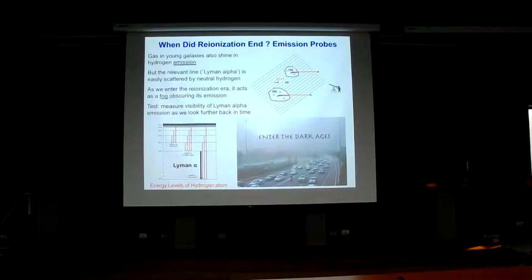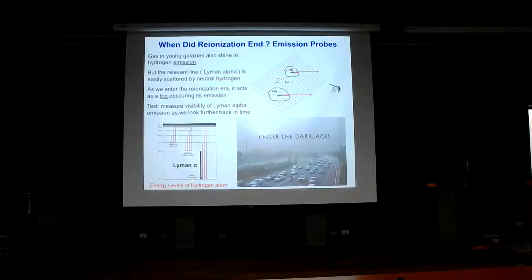There is another technique which I've been using with my students, and that is this hydrogen can also be seen in galaxies in emission. So those of you familiar with the hydrogen atom will remember N equals 2 to N equals 1. This is the ground state. It is Lyman alpha, the Lyman alpha transition. This is a very common line in galaxies that are forming stars. The gas is heated, the hydrogen gas is heated, and it emits this line.